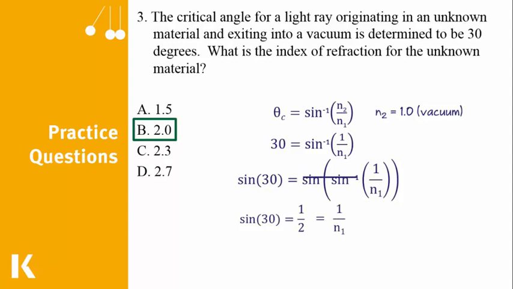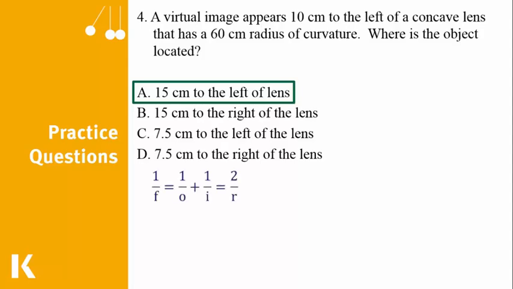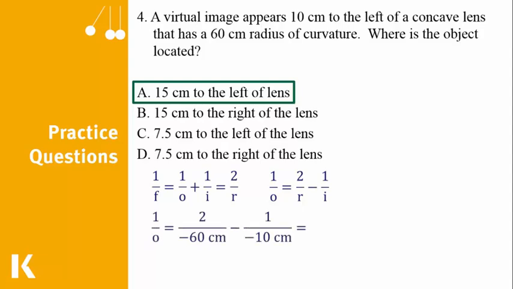Our final question asks us to find the object distance from a concave lens, given the image distance and the radius. Take a second and pick an answer. Our answer is A. Let's go through the steps to see how we solved this problem. The first equation we want to use is this one, that relates all those important distances. We can flip it around since we're solving for O and know image distance and radius. Radius is negative since we're dealing with a concave lens here, and image distance is negative as well since we're told that we have a virtual image.